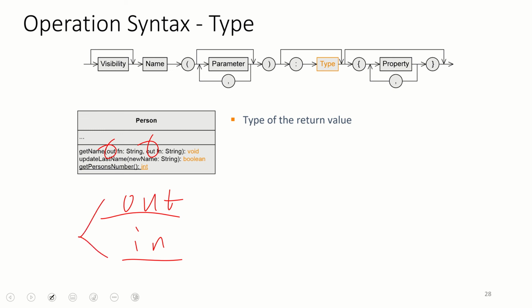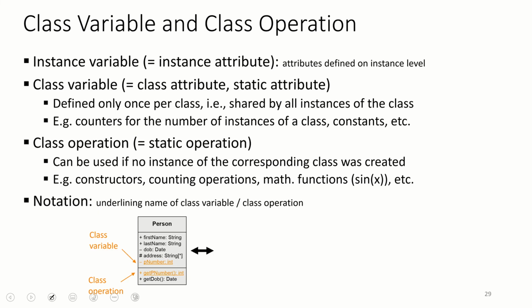If you are interested, you can go to C sharp. You can just check what it means out in here. Okay, so I just leave it here. I just mentioned this part to you in case you are interested. Okay, so after that you need to know what a class variable is and what a class operation is.